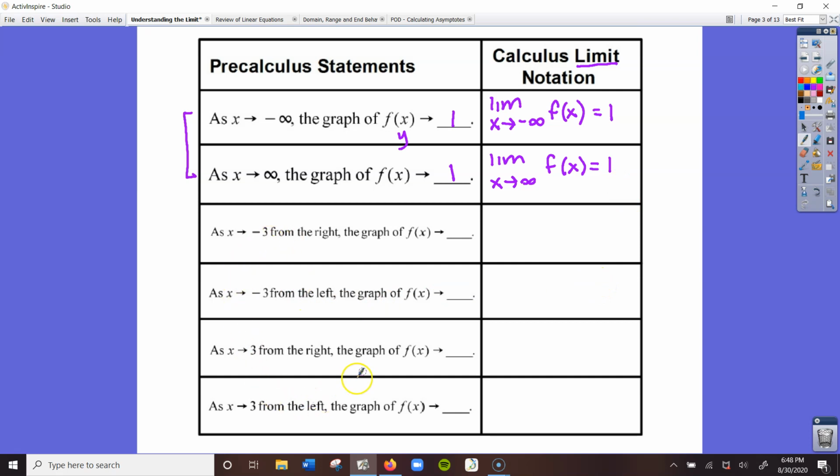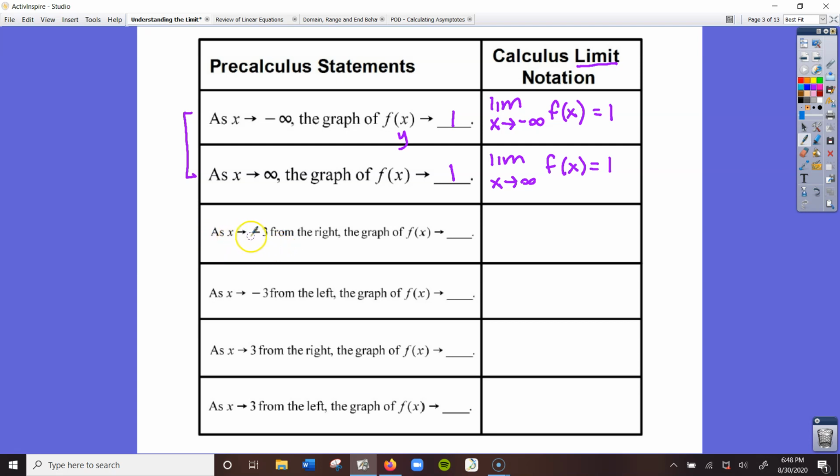Now these statements, which are limits, are for when x is approaching a particular number. Again, we're looking for the intended y value. Where are the y's going? You'll notice here that these are directional statements. It's telling us from which direction we're going to examine the graph.